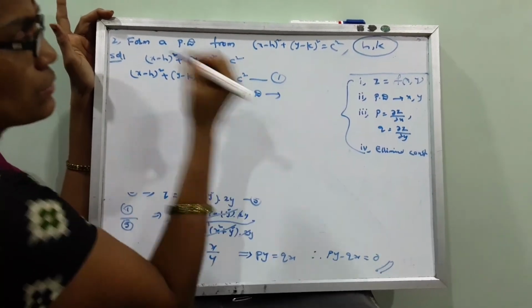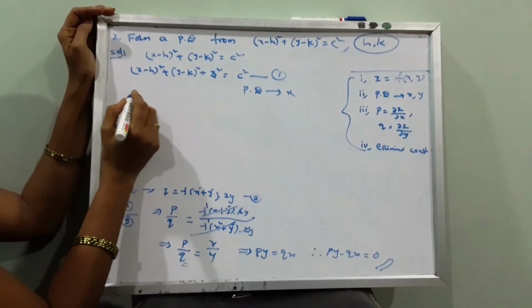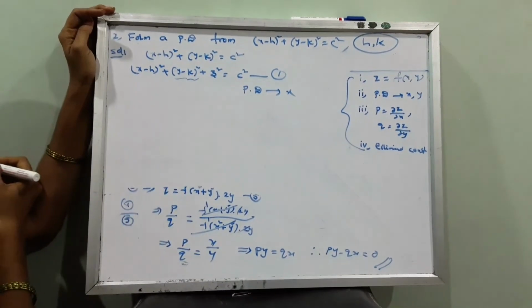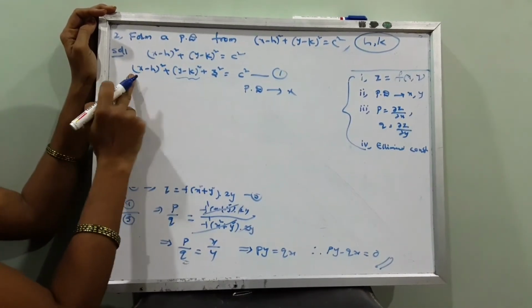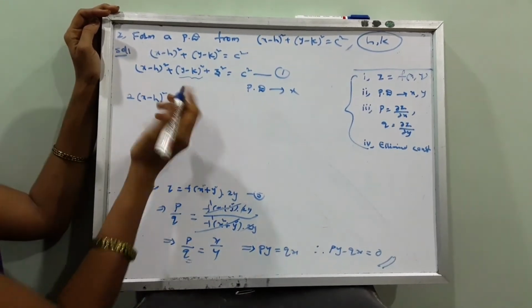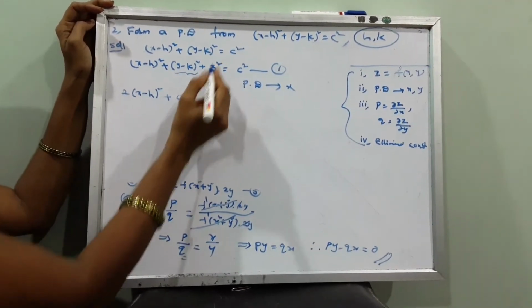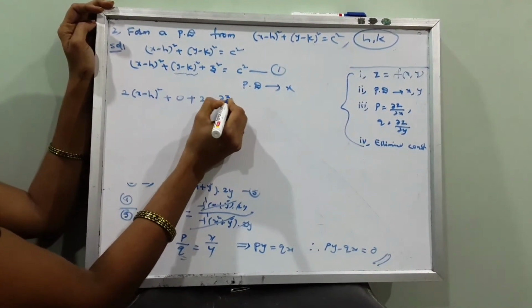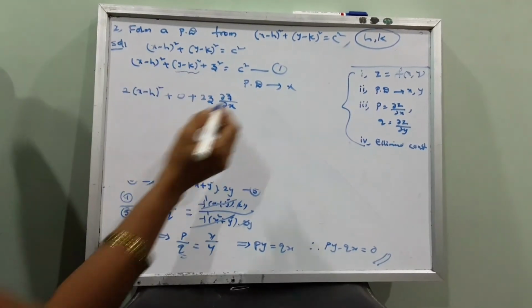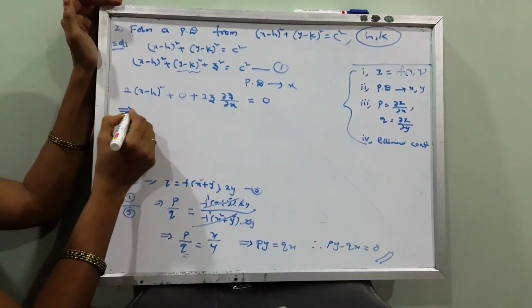Now we have to partially differentiate with respect to x and y. First, partially differentiate with respect to x. With respect to x, y will be a constant. Now the differentiation of x minus h whole square is 2 into x minus h into the differentiation of x, which is 1, plus the y minus k term will be 0, plus the differentiation of z square, which is 2z into dou z by dou x, which is equal to 0, since c is a constant.